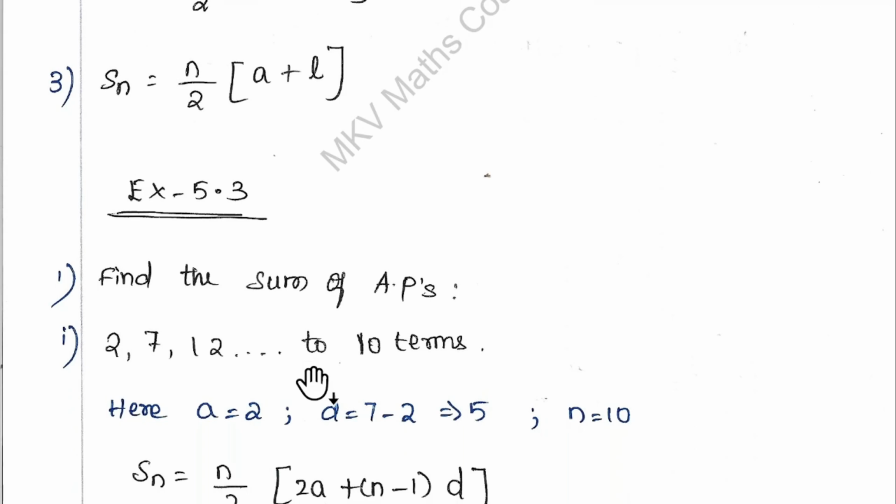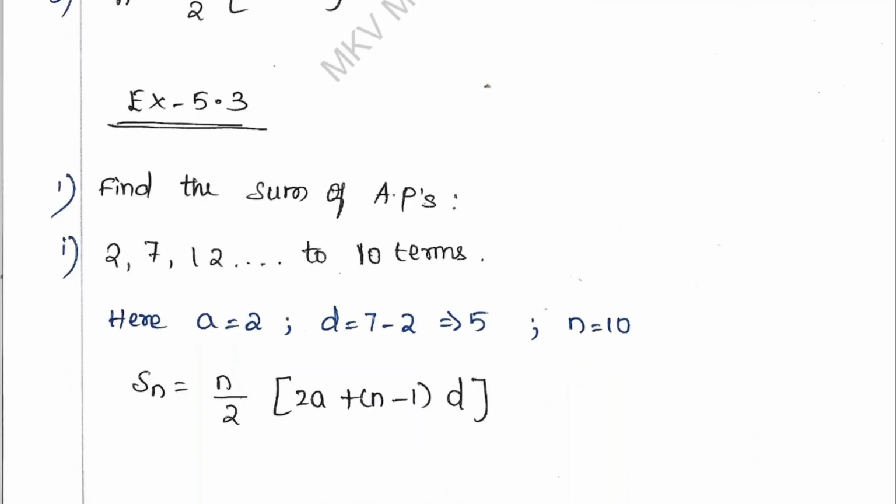Now the first question is, find the sum of the AP 2, 7, 12 up to 10 terms. Always remember, up to 10 terms means this is the number of terms, not the last value. If it is the last value, you will be given dot dot dot up to 10. But here, 2, 7, 12 to 10 terms means totally 10 terms are there, so n is 10, a is 2, and d is 7 minus 2, that is 5.